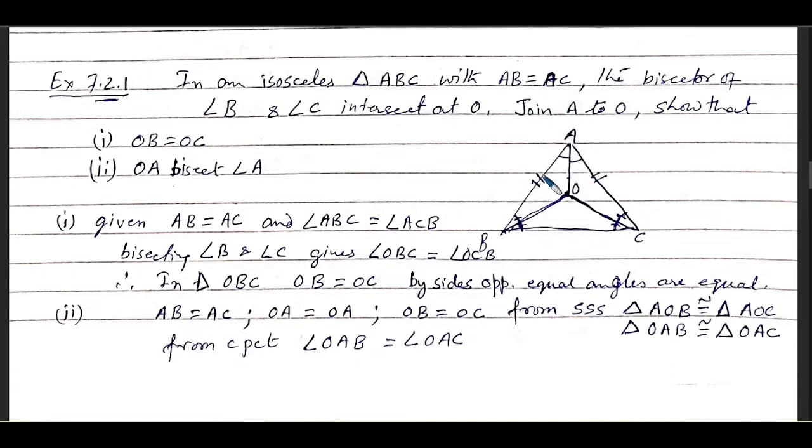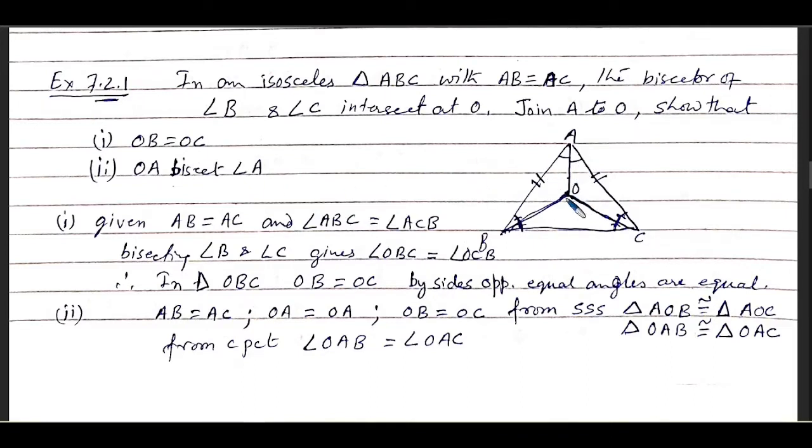So this AB equal to AC, same side, I have marked by 2 dashes. If it is an isosceles triangle, then these angles will also be the same. We have seen it. The bisector of angle B and angle C intersect. Suppose I draw a bisector, as given there, and this bisector of angle C will intersect, and I call it O, and then join A to O and show that OB equal to OC and OA bisects angle A.